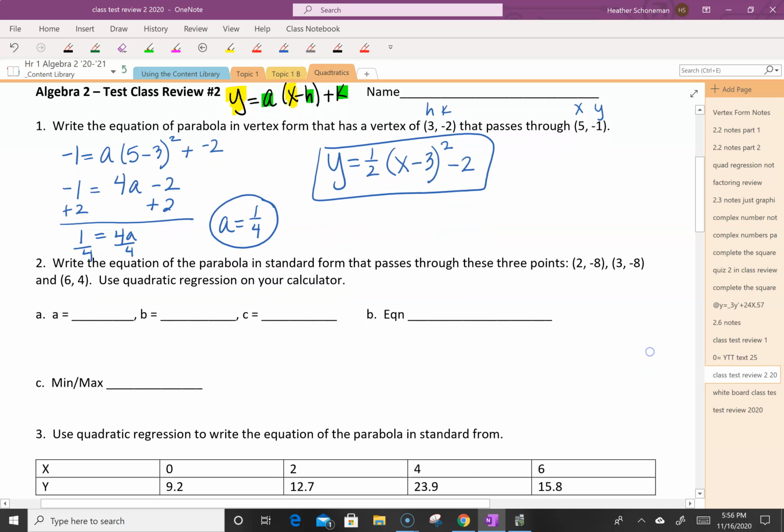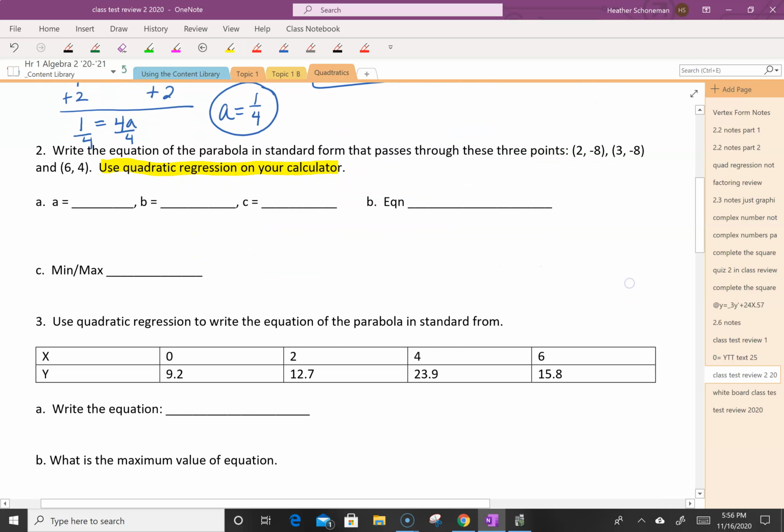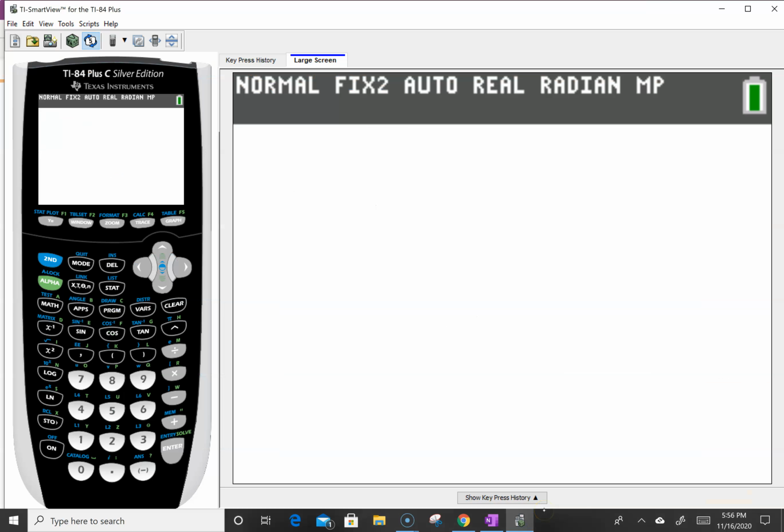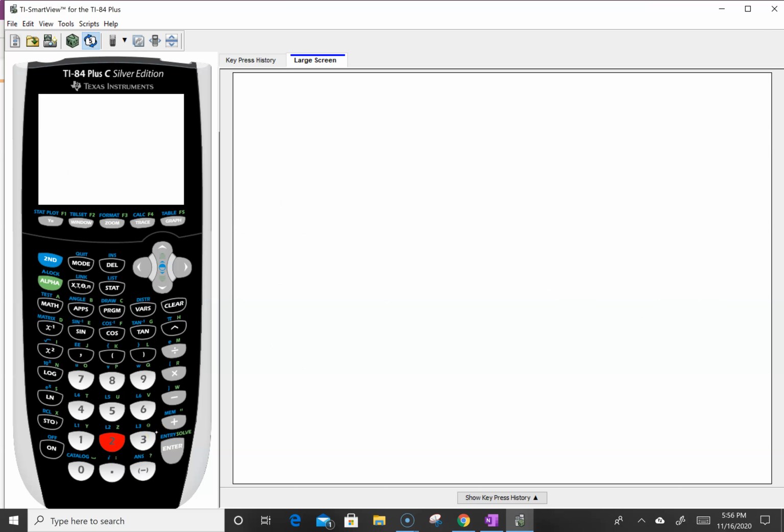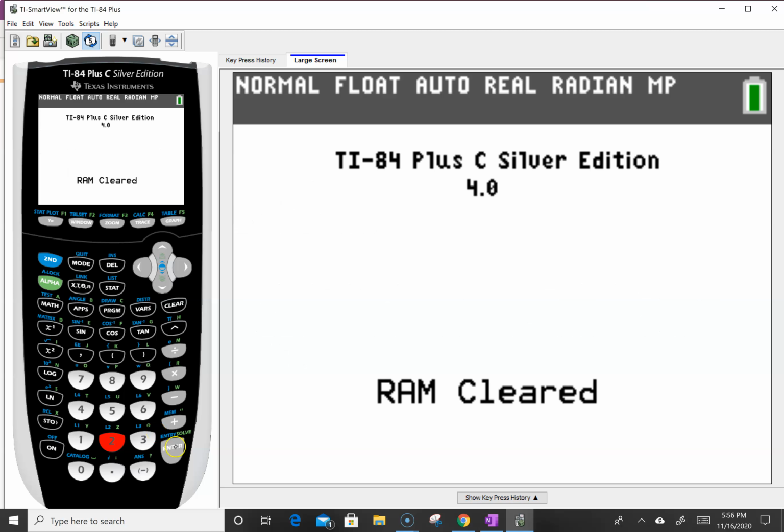All right. Number 2. Write the equation of the parabola in standard form that passes through these 3 points. And notice it says use quadratic regression on your calculator. So this is a calculator problem. So let's go to our calculator and see what we can do. Let's first make sure that our calculator is set correctly. To do that, we do 2nd plus sign 7, 1, 2, 2nd plus sign 7, 1, 2, and then everything is clear.